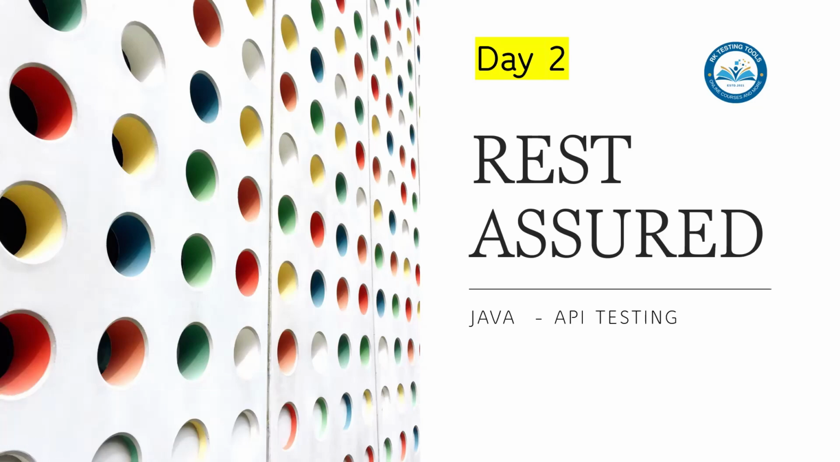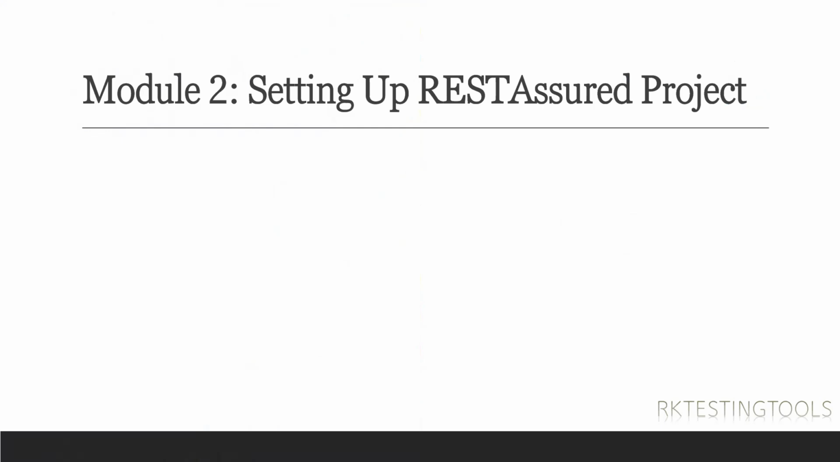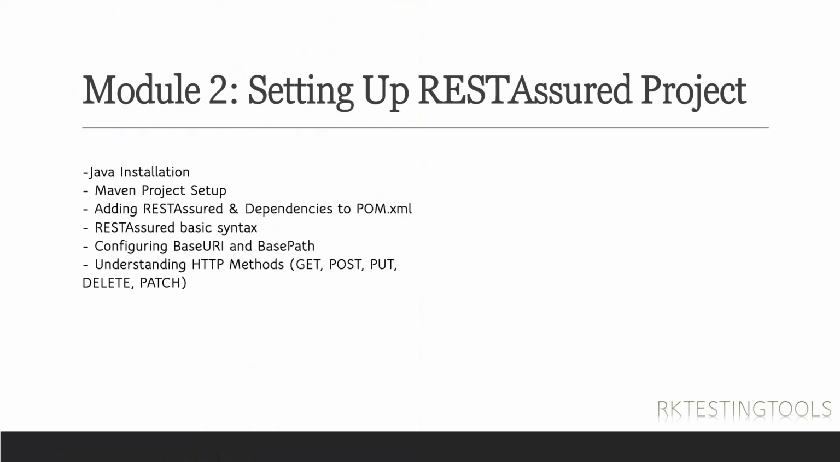In this session, we are going to talk about setting up the RestAssured project on your local machine. The first thing we have to do is the Java installation, then the Maven project setup, adding the RestAssured dependencies to the POM.xml, RestAssured basic syntax, configuring the base URI and base path, and finally understanding the HTTP methods: GET, POST, PUT, DELETE, and PATCH.